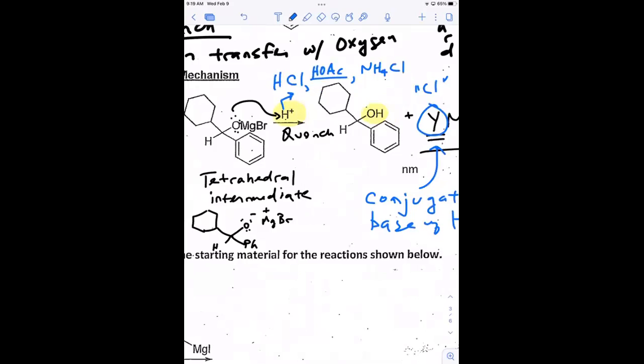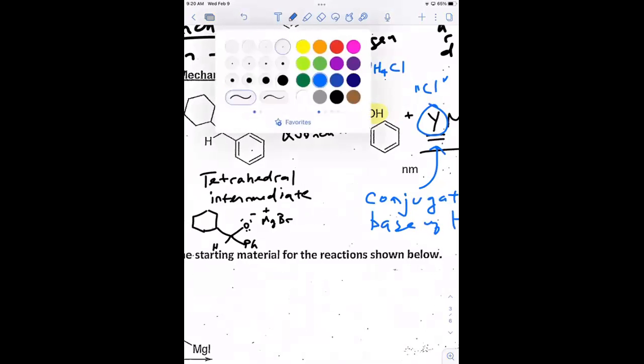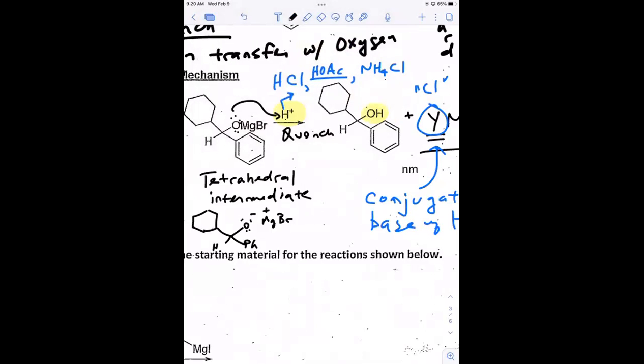Right, so H+ can be any of those. It can be HCl, it can be acetic acid, ammonium chloride, it can be HBr. You really just need a weak acid. Any weak acid will do, because that oxygen is really, really nucleophilic, but it's also pretty basic as well. So it can attack that H+, right? And then my end result is always here, an alcohol.